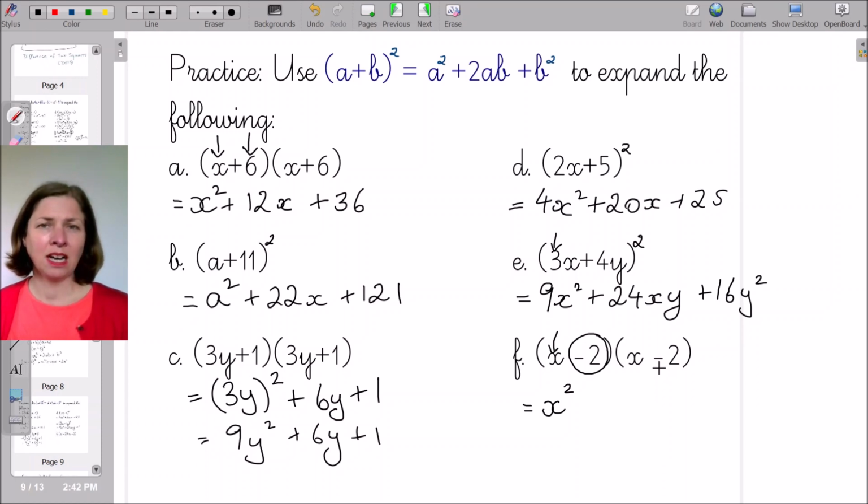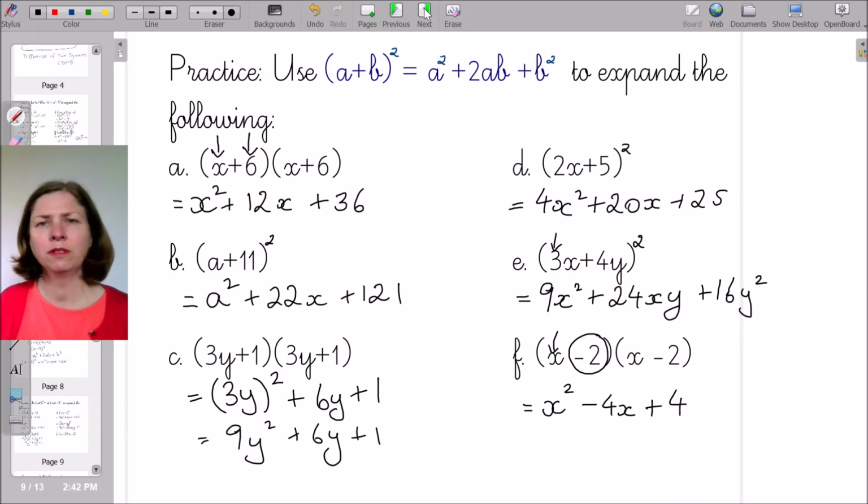Then I'm going to double it. That gives me -4x. And then I'm going to square the -2. Now the fact that it's negative doesn't help it. If I square a negative number, I still get a positive result. So that is plus 4.